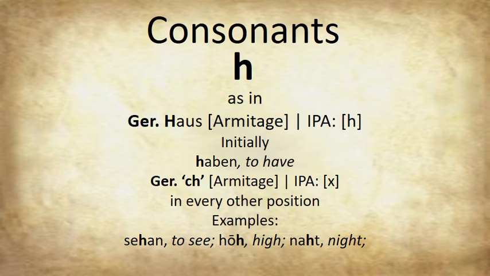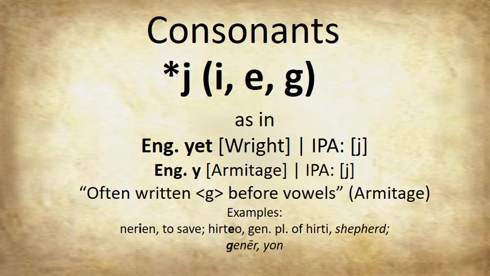However, the distinction between Armitage and Wright here is that the H as in English hat or German haus for Armitage is only at the beginning of words, but for the sound that's in every other position. So Armitage would look at these words and pronounce them as haben, to have, sehen, to see, hoch, high, and Nacht, night.